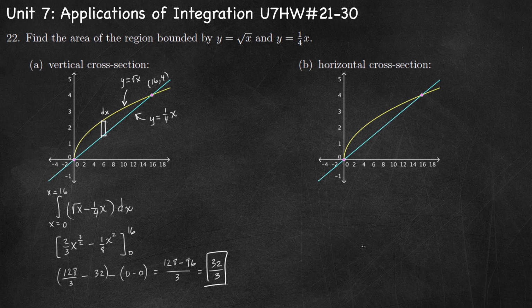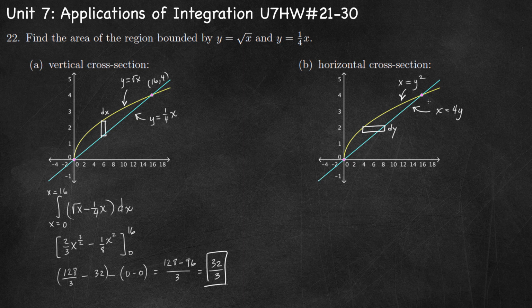Now let's try that same problem using a horizontal cross-section. For a horizontal cross-section, I need to know what my equation on the right is. Because this is going to be a dy problem, I want my equations in the form of x equals something in terms of y. So this is the equation y equals 1/4 x. We want to solve for x, so we get x equals 4 times y. My left equation is y equals the square root of x, but if I solve that for x, I get x equals y squared.